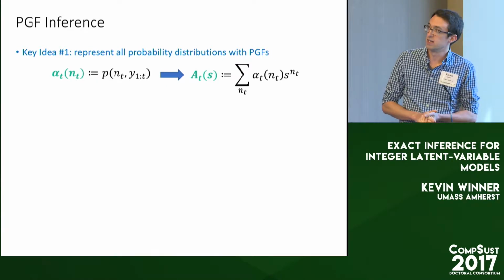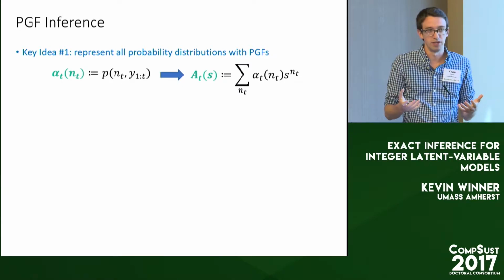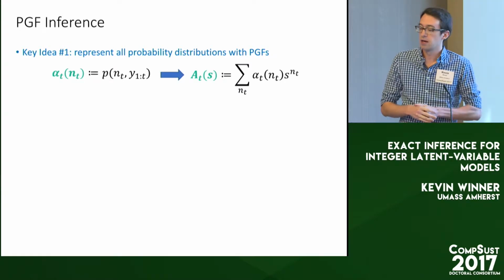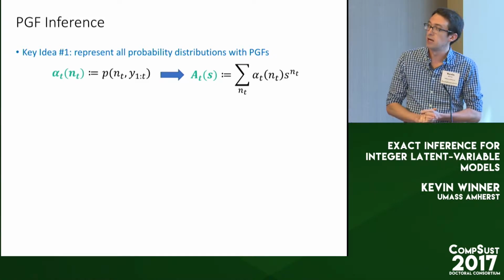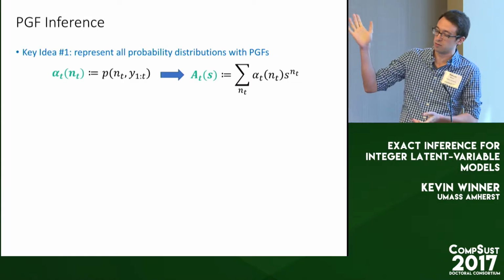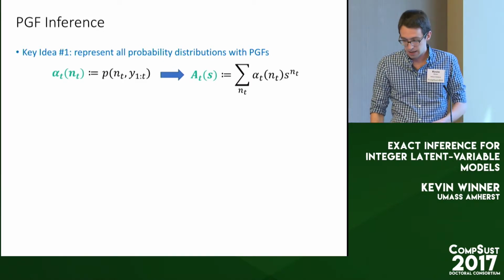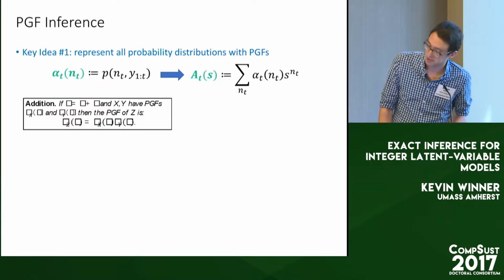The first idea is a representational shift. I take all of the probability distributions in my method, and I replace them with the equivalent probability generating function representation. So the probability generating function is basically a power series that encodes all of the terms of my probability distribution.